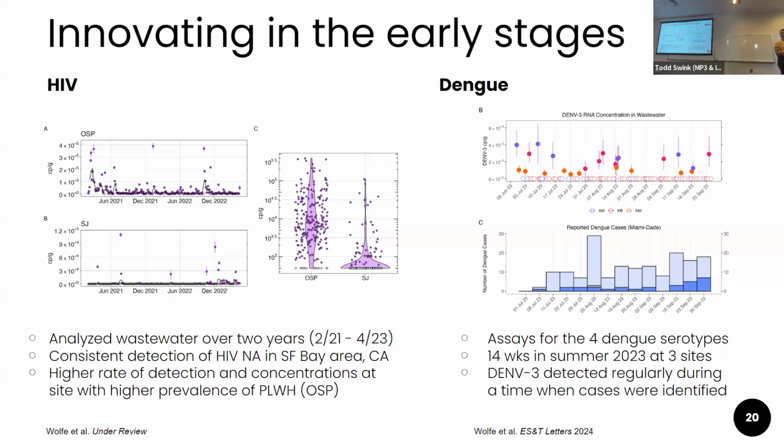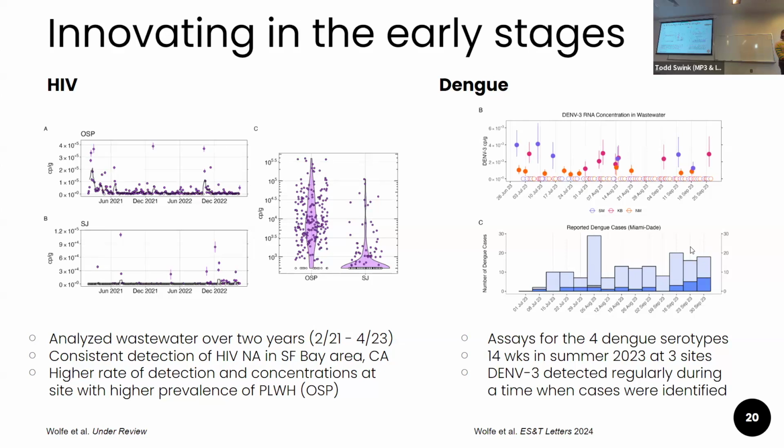The bottom plot here is the reported cases of dengue in Miami. And the top here, the different colors are the different sites. We had 3 different sites, and these are the detections of dengue in wastewater. All of what we detected in Miami was serotype 3. And under here, you can see this is a combination. I didn't put the legend on here, so that's a little confusing, but the light blue is serotype undetermined and the dark blue is serotype 3.